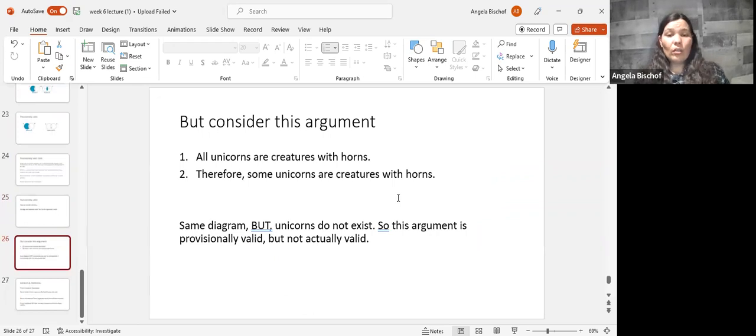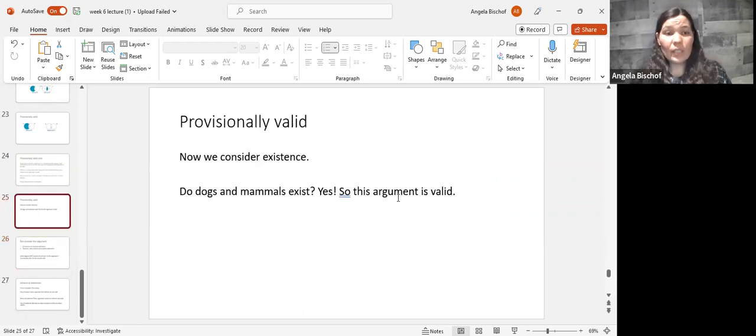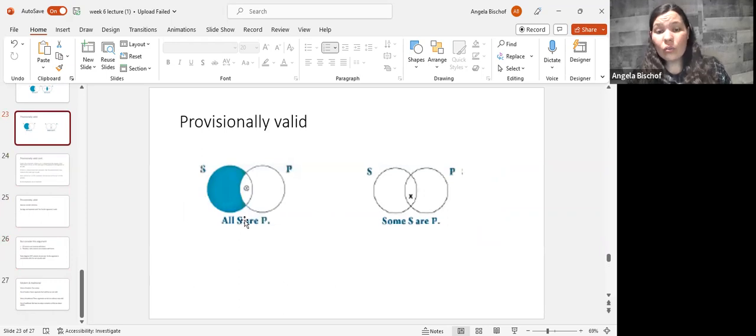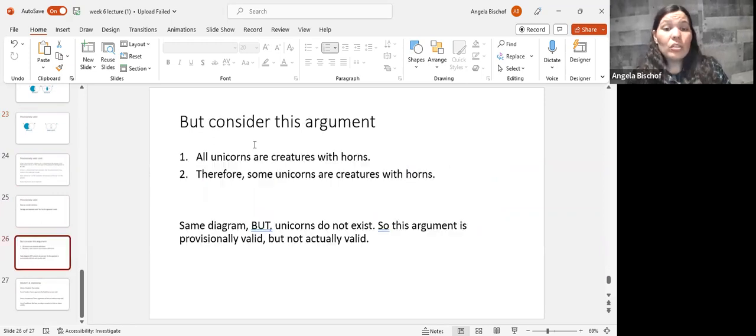But consider this argument. All unicorns are creatures with horns. Therefore, some unicorns are creatures with horns. It's going to be the same diagram. It's going to look like this. All unicorns are creatures with horns. Some unicorns are creatures with horns. So this argument is going to be provisionally valid. But when we look to see whether our subject and our predicate class actually exist, we notice that unicorns don't exist. So this argument is considered provisionally valid, but it's not actually valid. Why? Because unicorns don't actually exist.